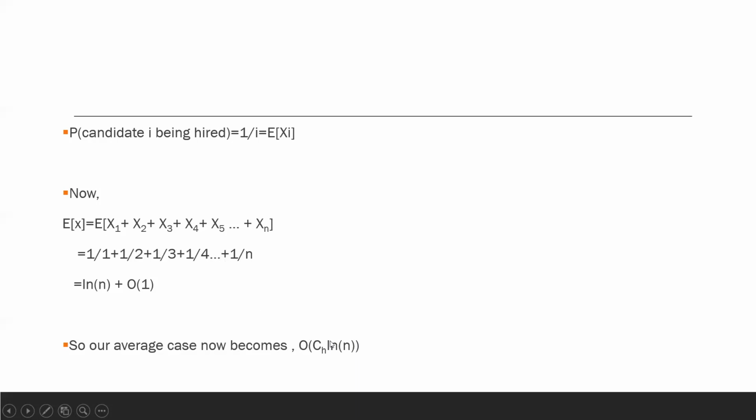Now this Ch times log of n is much better than our worst case. So we have seen an improvement in our cost. So our hiring problem has been solved using probabilistic analysis.